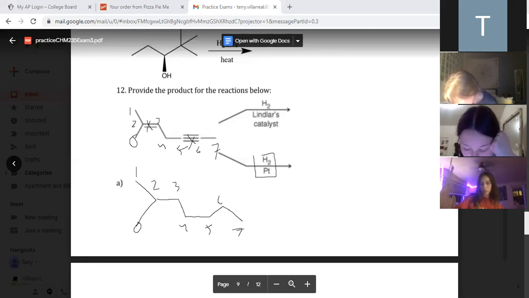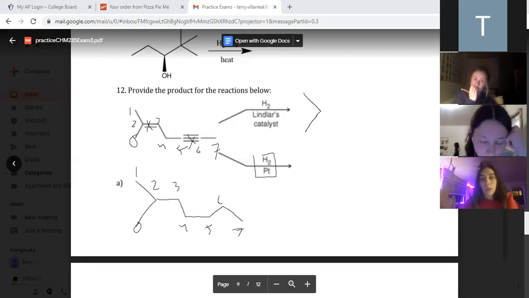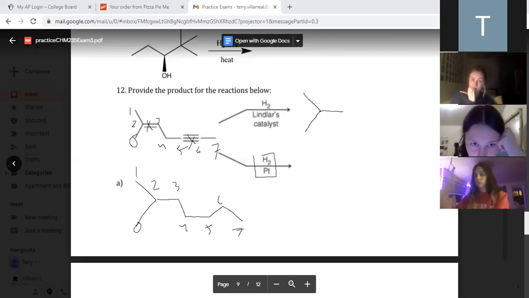Okay, your next one, H2 and Lindlar's catalyst. This is the poison catalyst. Does H2 and Lindlar's catalyst react with alkynes or alkenes? Alkynes? Yep, it only reacts with alkynes. So the alkene on this side is going to stay as is.